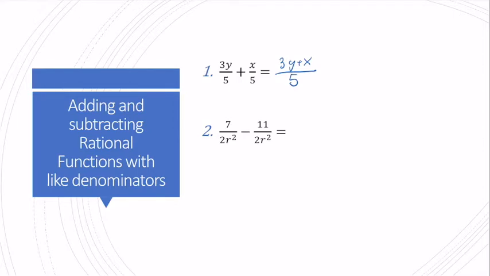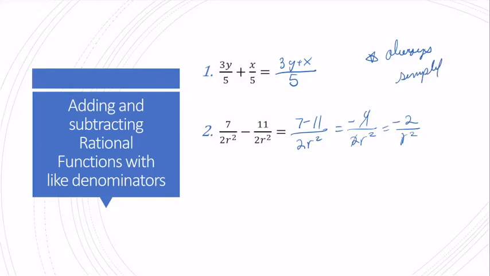Let me start over. 7 over 2r squared minus 11 over 2r squared gives me 7 minus 11 over 2r squared. 7 minus 11 is negative 4 over 2r squared. I can factor out a 2 from my denominator and my numerator, so I am left with negative 2 over r squared. It's important to remember to always simplify your fractions as much as possible.